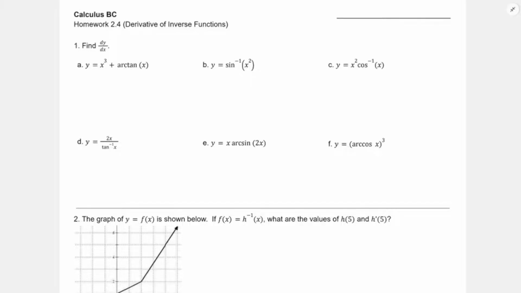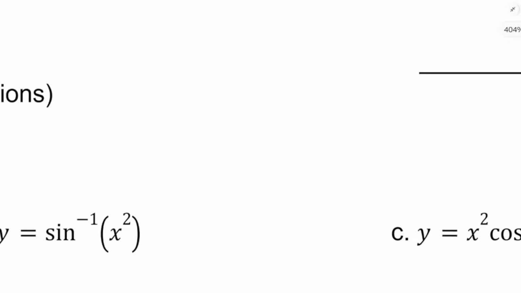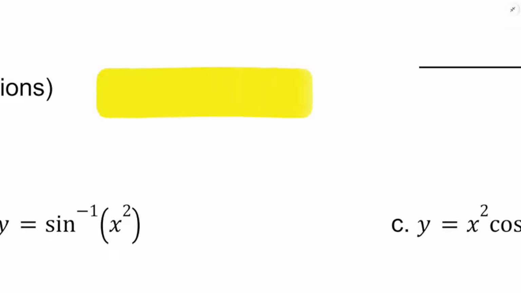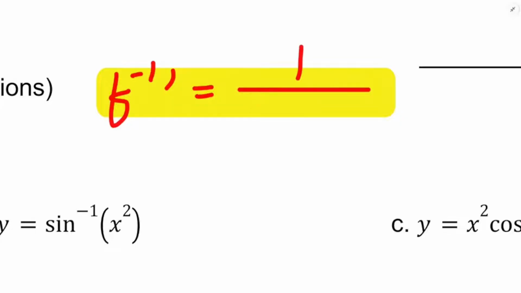Alright, in this video we're going to be working BC Homework 1.4, and we've learned how to take the derivative of an inverse function, we've learned a couple more derivative formulas, and we need to put them into action. But before we do even, I think I'm just going to write down that one formula that's going to be really relevant to us throughout this video, and that's the derivative of f inverse prime equals 1 over f prime of f inverse.